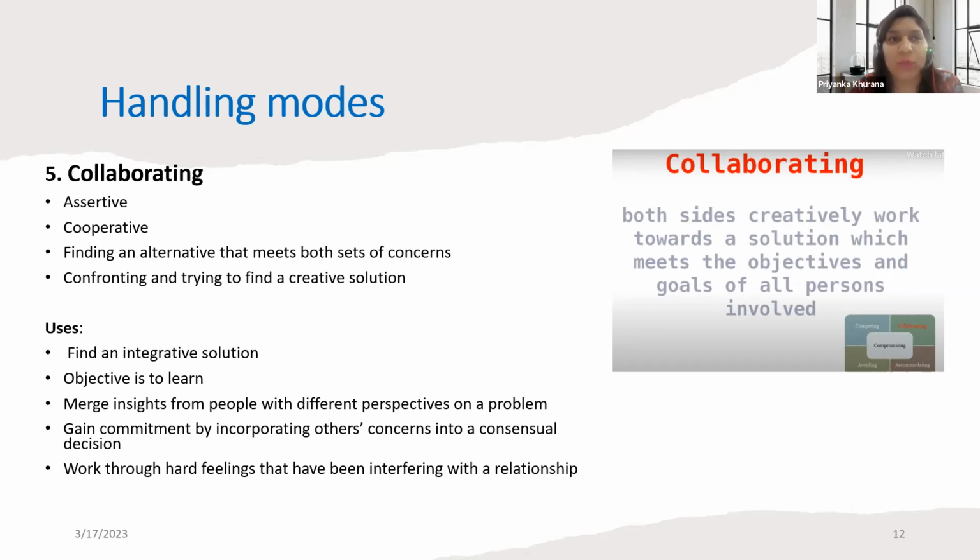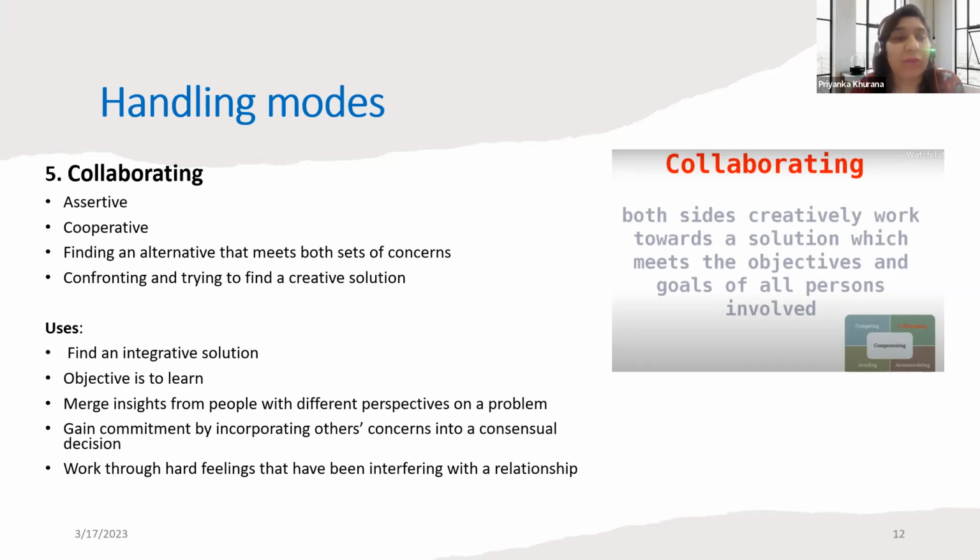In the last mode we talked about, which is compromising, we could have used collaborating there, but it is time consuming. When we have some time constraints and some other uses we talked about, we sometimes have to turn to compromising. But when we have time and can work it out together to find a solution, then definitely collaborating would help. We can find an integrative solution together.